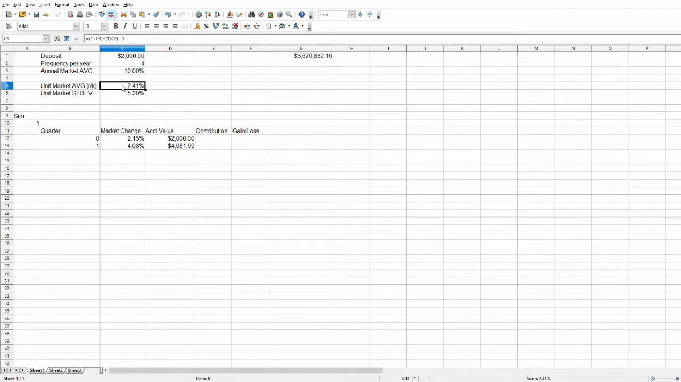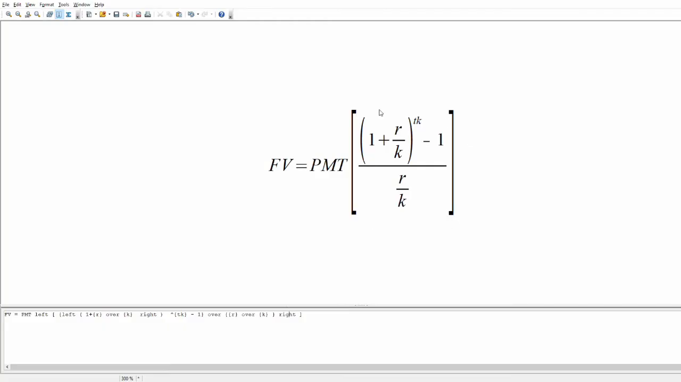We have a formula that computes the future value. And that's the future value formula that we study, right? So payment, this is 2,000. R divided by K, this was 2.41%. Now for illustrative purposes, I'm going to assume that time is 40. So for example, you start saving when you're 20 and you stop saving when you're 60. That's 40 years. K is equal to 4, minus 1, all divided by R over K. This whole thing right here is your future value.